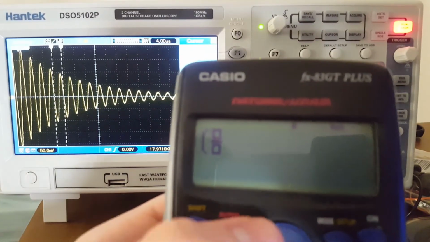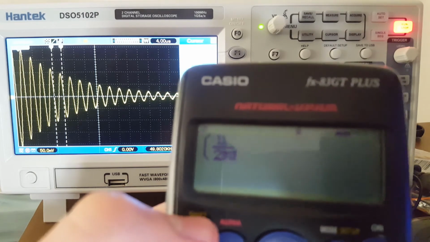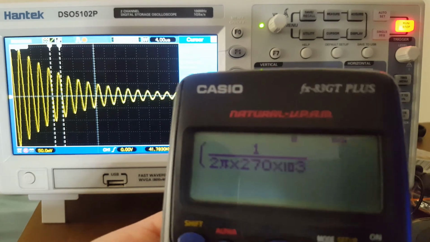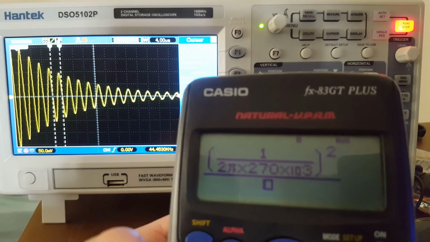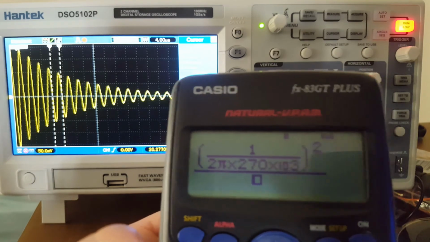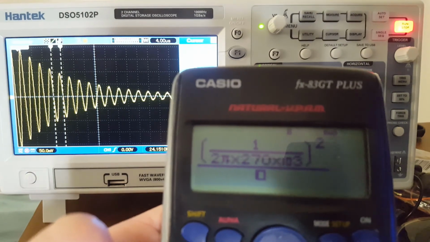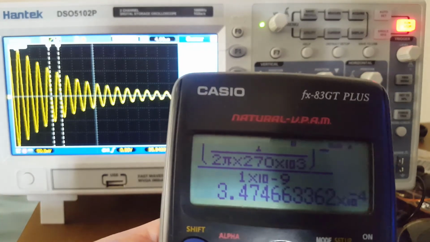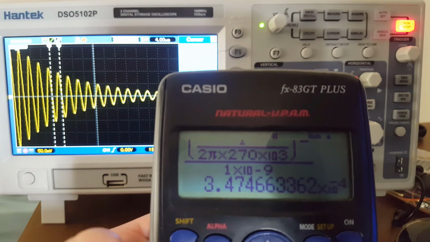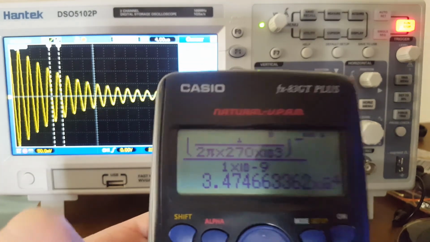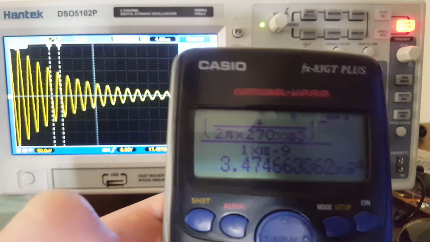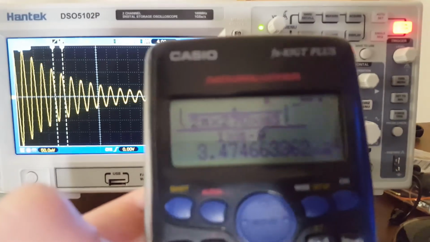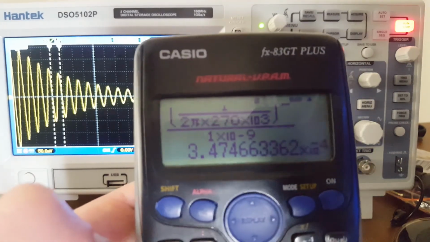So we get 1 over 2 pi times 270 kilohertz, squared, over the known capacitance, which I chose as 1 nanofarad. That's 1 times 10 to the minus 9. And here it says that's 374 microhenries. Sorry, 347 microhenries, and the actual value of this inductor is 331 microhenries, so it's a little bit more, but not too far out.